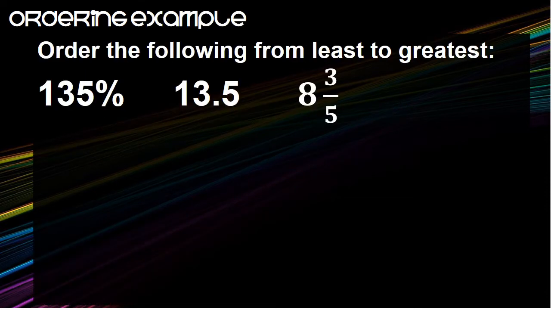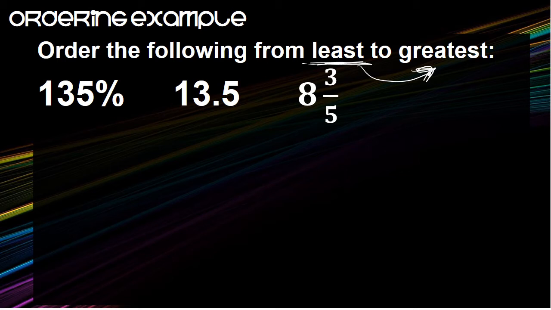So here we have our example. Here we're going to order the following from least to greatest. So we're going to underline least, and we're going to go to greatest. So we're looking for the smallest one first, going to the biggest one next. And we're given 135%, 13 and 5/10, and 8 and 3/5. And so our first step is we want to create these into a common format. So what I'm going to choose to do is to convert all these into decimals.